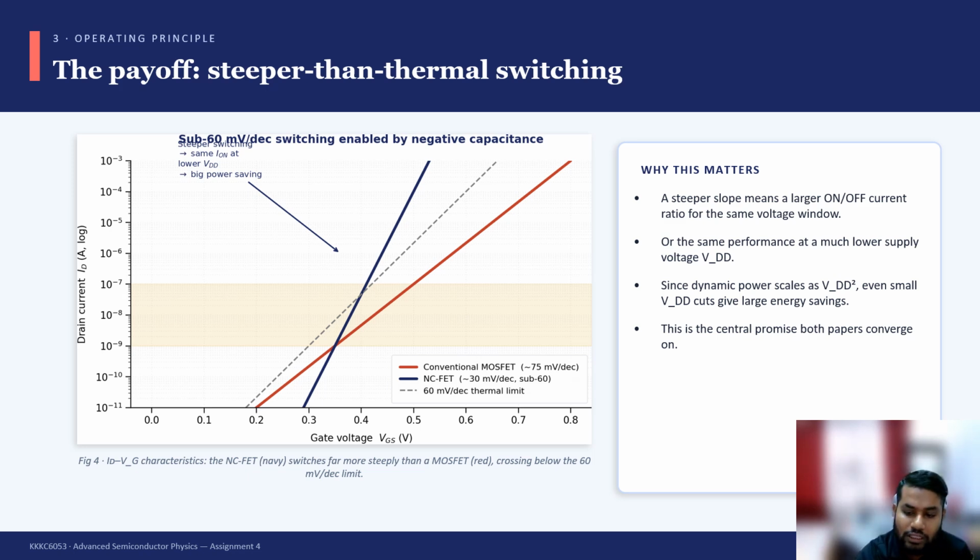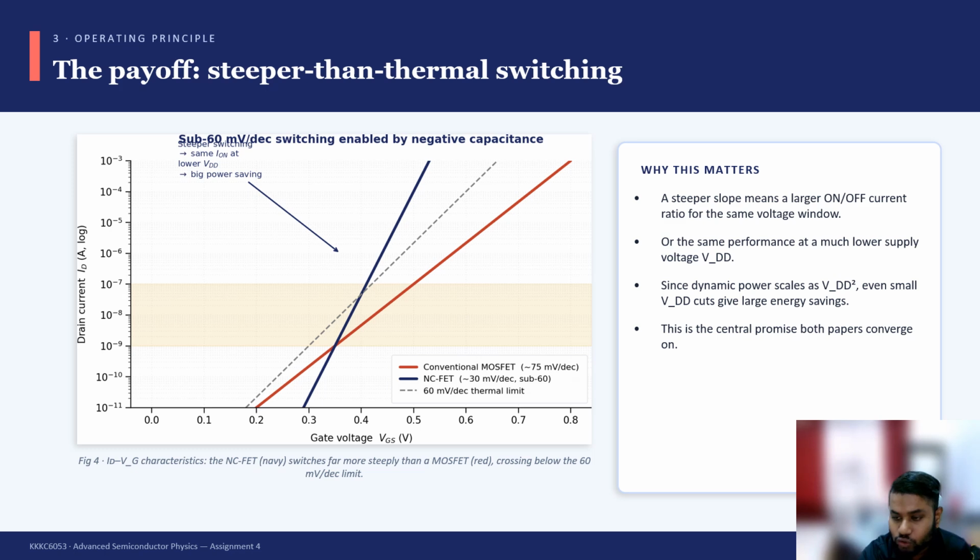This slide shows the payoff visually. The red curve is the conventional MOSFET. The navy curve is the NCFET. The NCFET turns on far more abruptly. Its slope is steeper than the gray 60 millivolt per decade reference line, which no conventional device can beat.